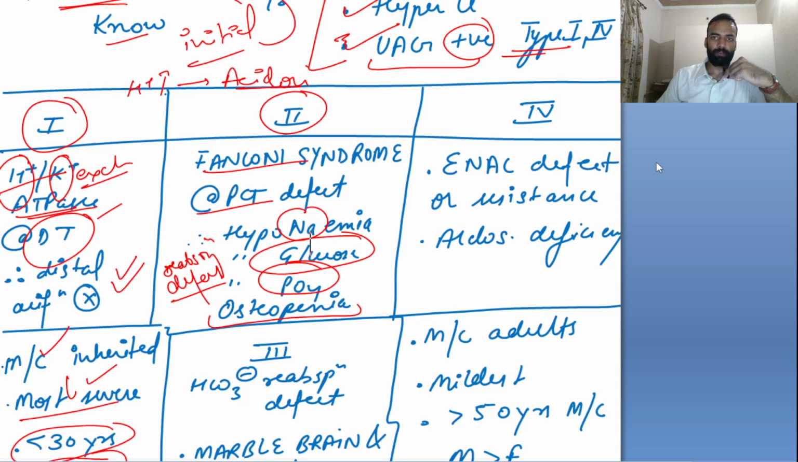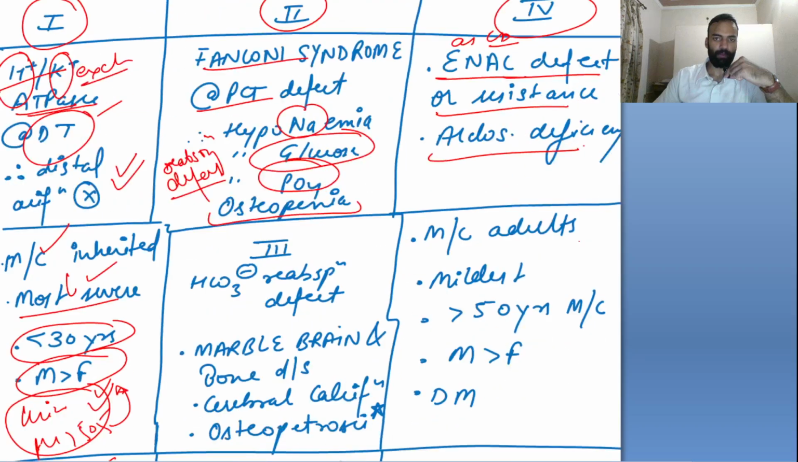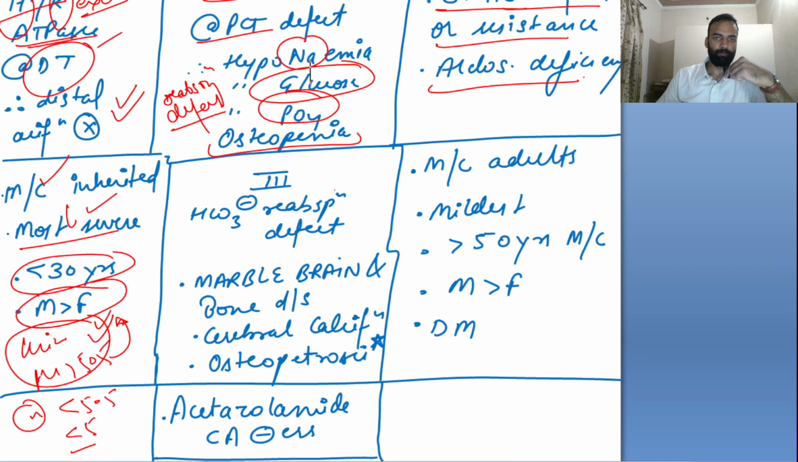And now we will see type 4. It is very simple. It is ENaC defect at collecting duct, or there is ENaC resistance, or there is aldosterone deficiency. Now type 3 is very simple. It is bicarbonate reabsorption defect. It is also called marble brain and bone disease. So there is cerebral calcification and osteopetrosis.